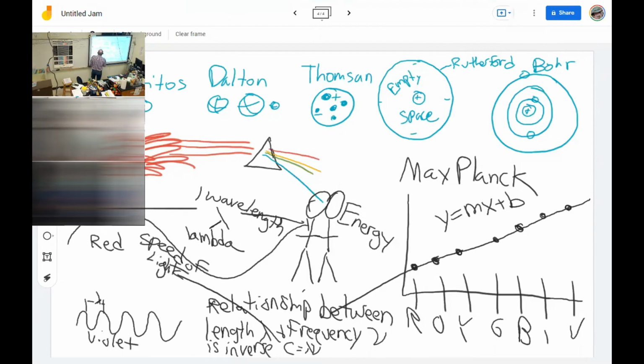If you rearrange that equation, you get c over lambda equals nu. And now you can see it's inverse. Nu is on top, lambda is on the bottom. If nu is bigger, lambda gets smaller. If nu is smaller, lambda gets bigger. Inverse relationship.